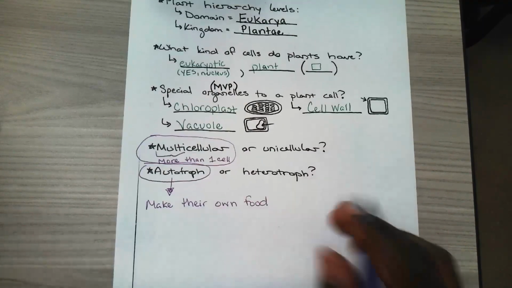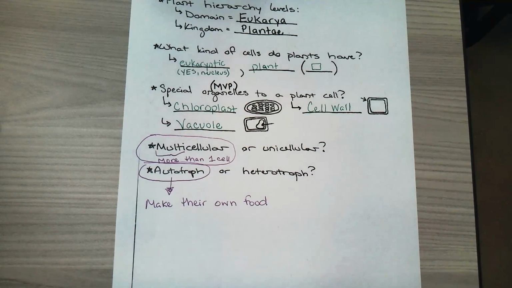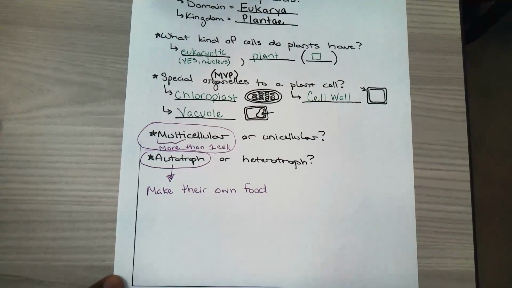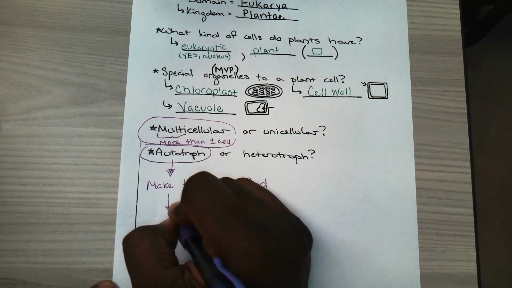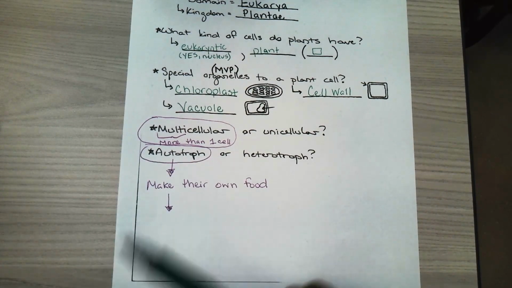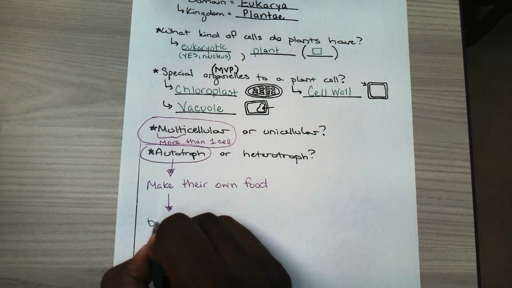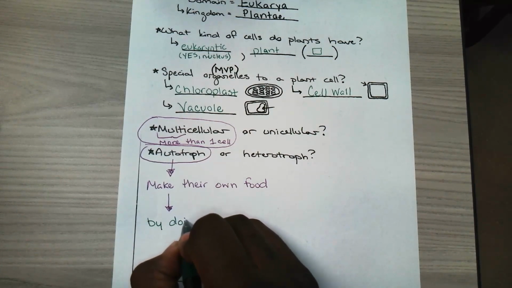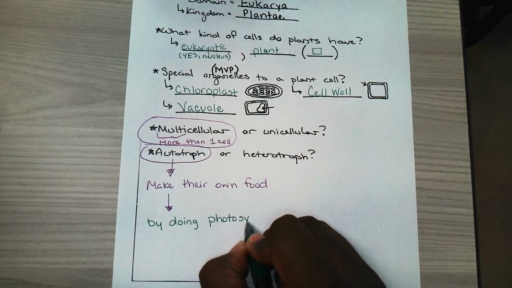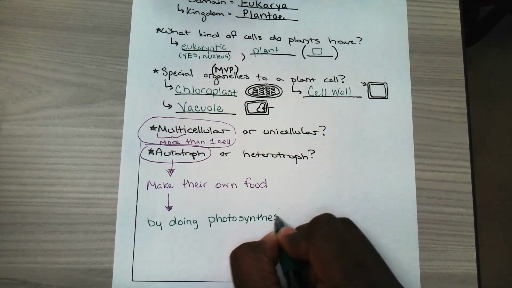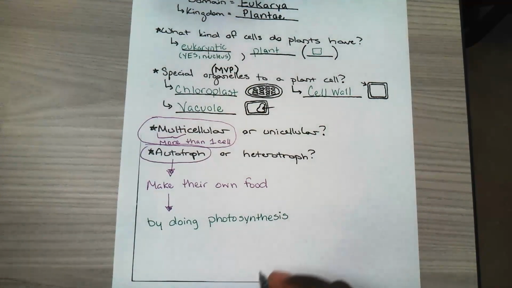Now, what is this process that plants use to make their own food? And this process is what we call photosynthesis. So they go through a process called photosynthesis. Now, here comes the part where I'm probably going to lose a bunch of people, and it's okay.